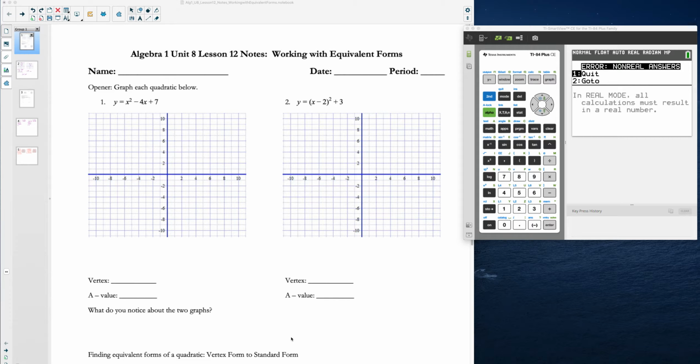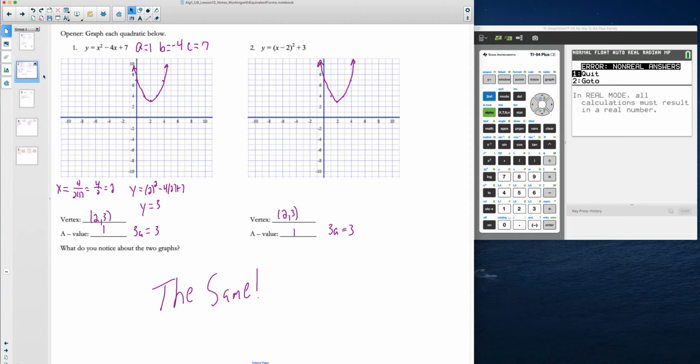All right, so once again, I have the work for our opener worked here, so I'm going to flip over to that so we can see my work. So when we look at the first one, anytime it's in standard form, we have to do a little bit of work to find the vertex. And so we have to use that little formula, negative b over 2a, to find the x coordinate of our vertex. When we look at our quadratic here, a is 1, b is negative 4, and c is positive 7. So when I do the opposite of b, that becomes a positive 4, and then 2 times 1. So we get 4 divided by 2, which is 2.